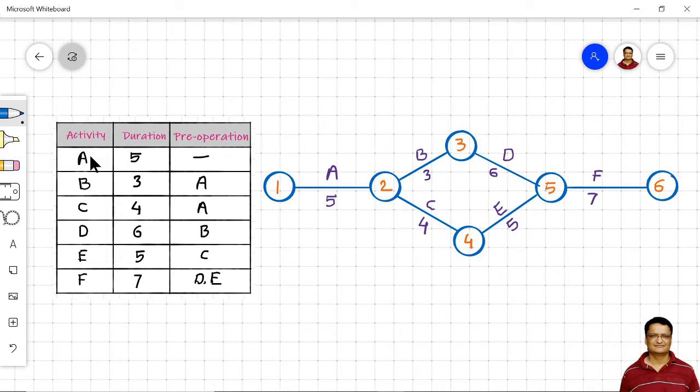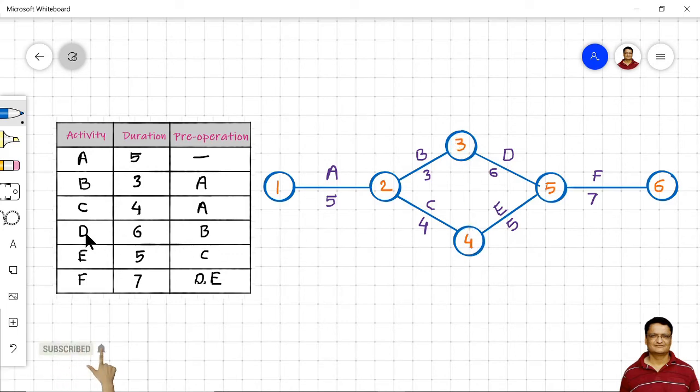As A does not have any precedence, activity A will start at the beginning and we will label this event as event number 1, and this activity A will end in event number 2. From this event, activity B will emerge. Now as you can see, where activity A is ending, 2 activities are starting, that is activity B and activity C. So from this event, 2 activities will start, activity B and activity C, and they will end at events 3 and 4.